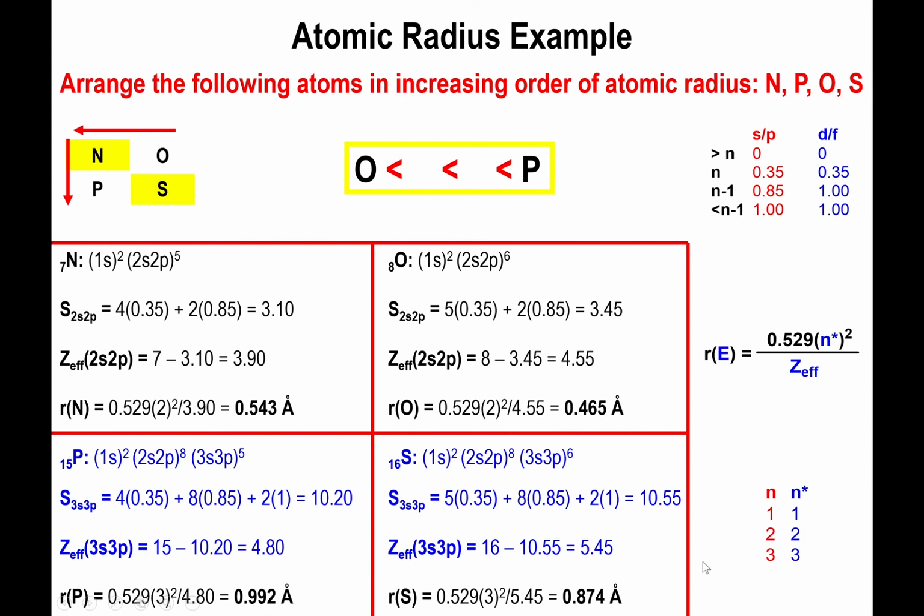So now you have your trend. After oxygen, you need to put nitrogen, and after nitrogen comes sulfur. And you will only get this by not just getting the effective nuclear charge, but also applying the revised version of the Bohr atomic radius.